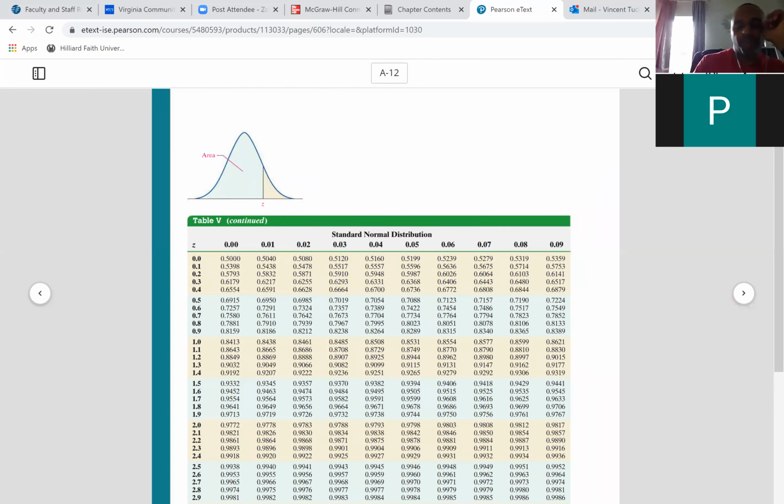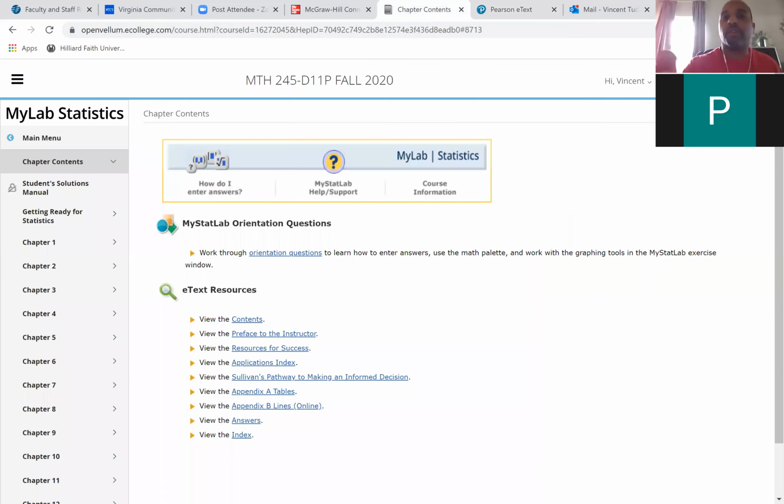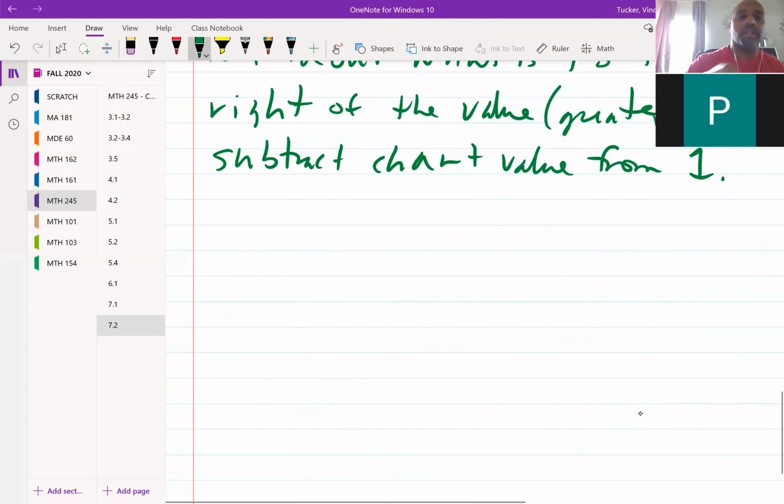And like I said, what that represents is the amount of data that would be to the left of that data value. So if you want to convert it to a percentage, you could say 89% or 89.07% would be to the left, or less than. So you'll see the application in a second, but I just want to make sure you guys are able to read the chart. All right, so let's go back to the notes and let's do a problem.